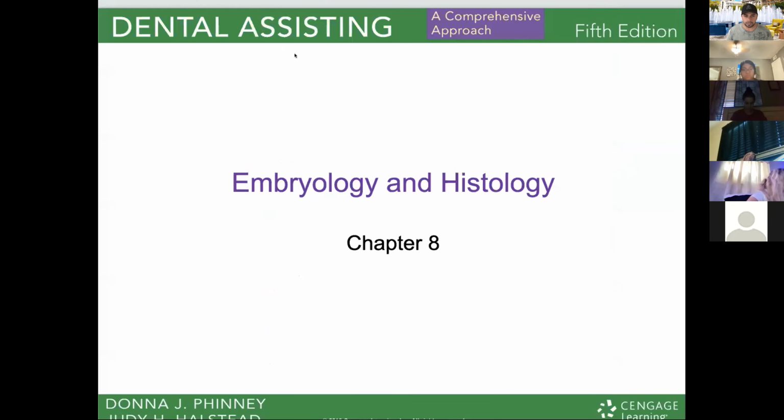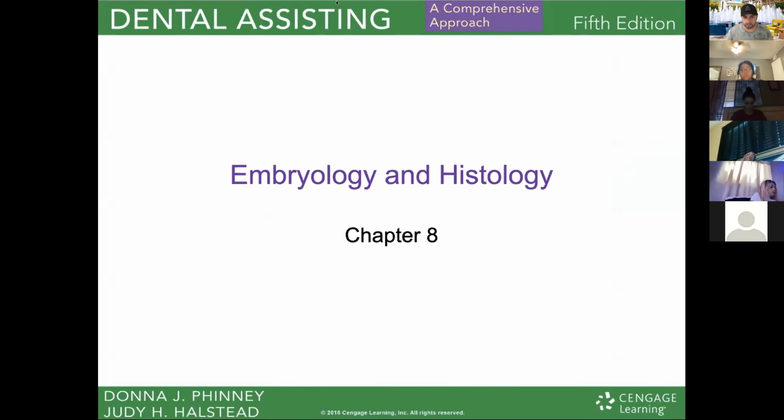So we are going to be talking about chapter 8 today. This is on embryology and histology. Can everybody see my screen okay? Very good. So what are we going to be talking about in chapter 8? Well, this starts on page 134, by the way, of your dental assisting textbook.